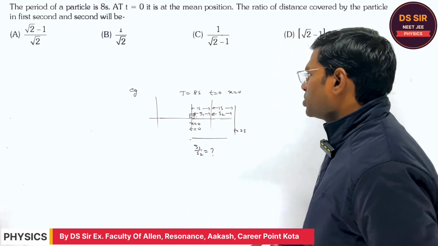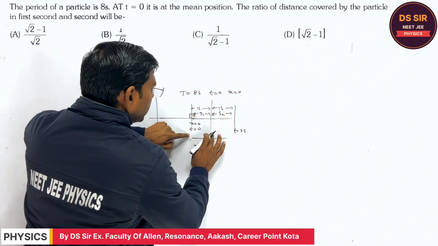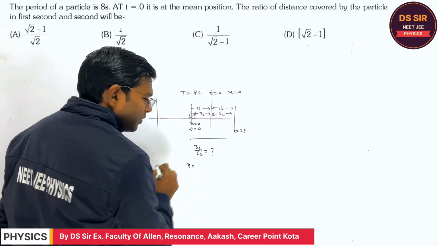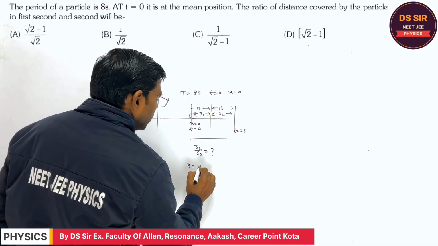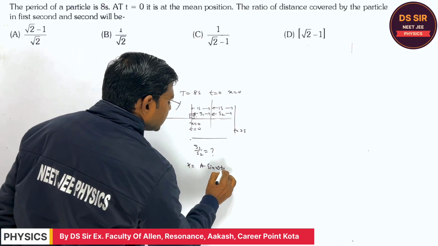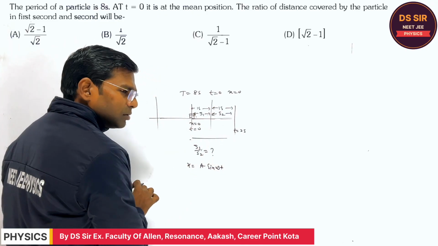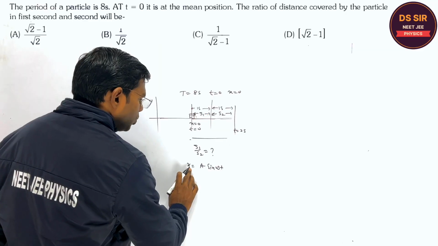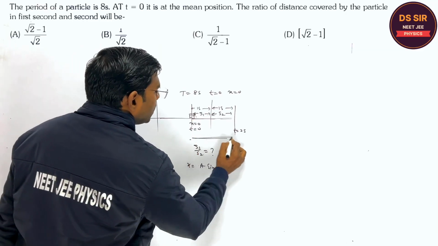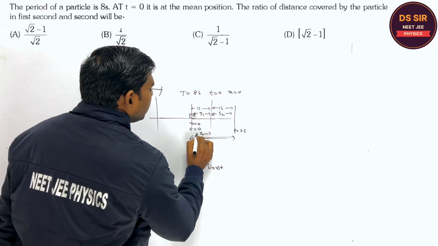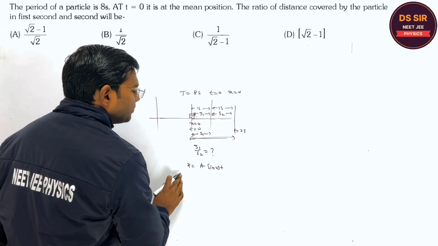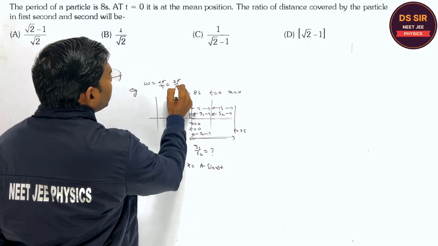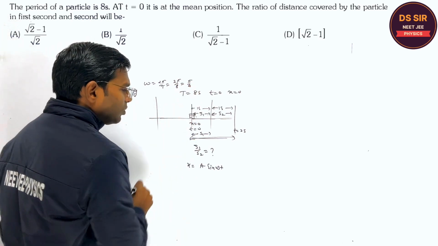Let us try to solve this question. First of all, tell me what is the equation of SHM. The equation of SHM is x equal to a sine omega t, where a is the amplitude, and the amplitude is not given. So if a is the amplitude, the total distance is a. We have to find the distance in 1 second. What is omega? 2 pi by T is equal to 2 pi by 8, which is pi by 4. Are you getting or not?